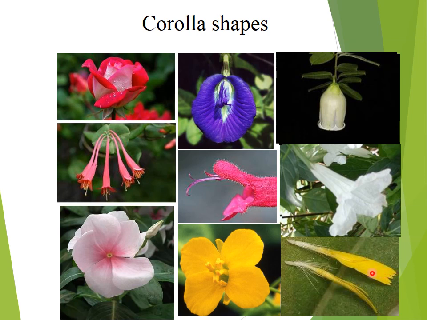This corolla shows the campanulate, bell-shaped structure, and this white flower is funnel-shaped, for which we use the terminology infundibuliform, funnel shape. And the yellow corolla is there. This is ligulate corolla, a tongue-like structure in the family Compositae or Asteraceae. This type of corolla is present.